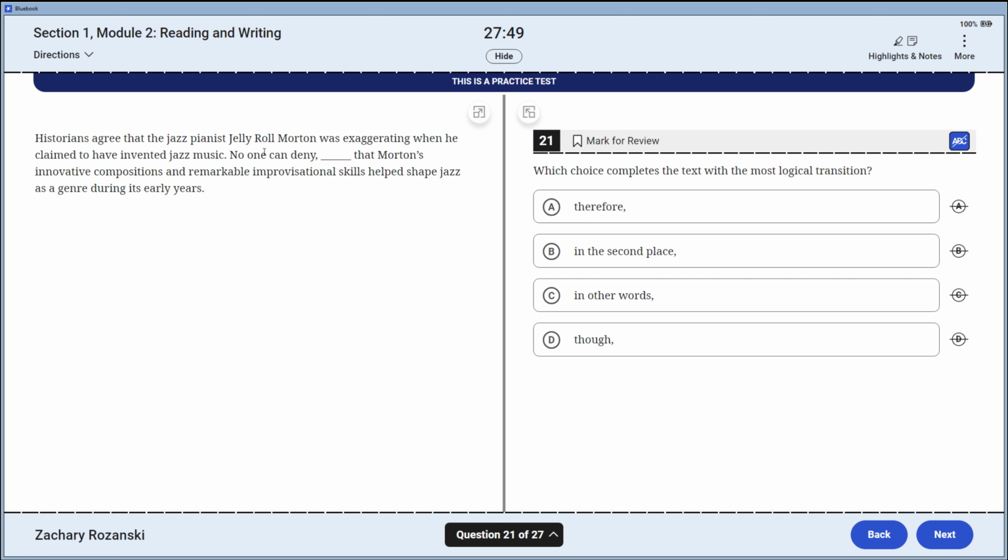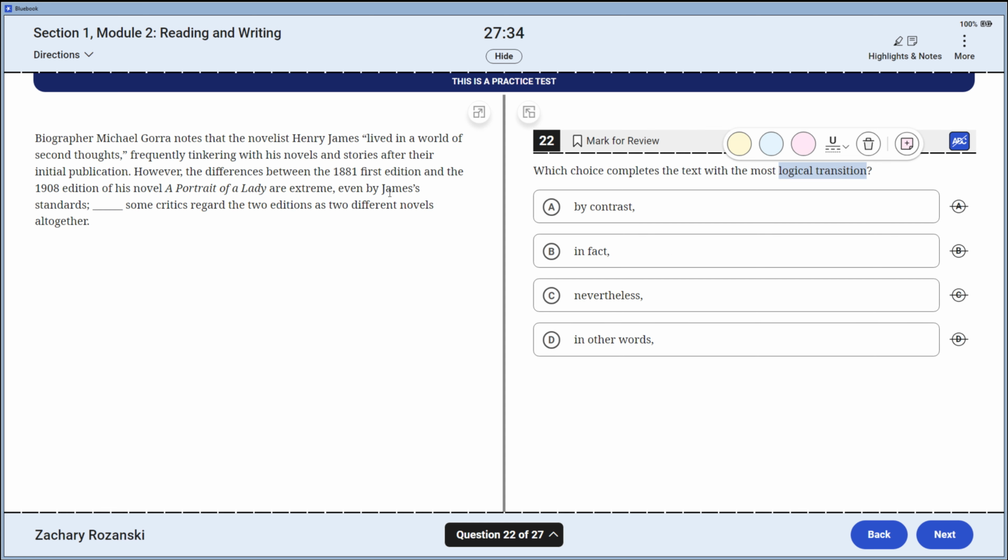We see this guy hanging out in the center. We can't help but move him to the start and start grabbing. Many historians agree that he was exaggerating when he claimed to have invented. However, no one can deny that he was remarkable. No one can deny that he helped shape. So we've got contrast there, easy peasy. We've got another transition question.